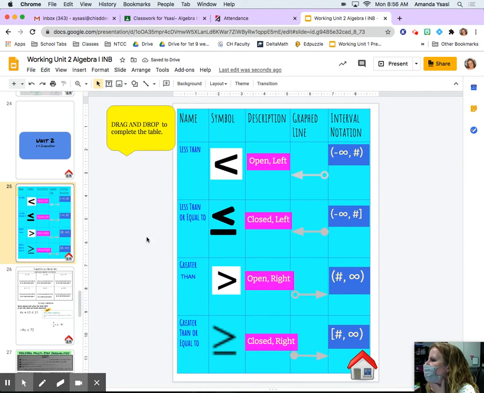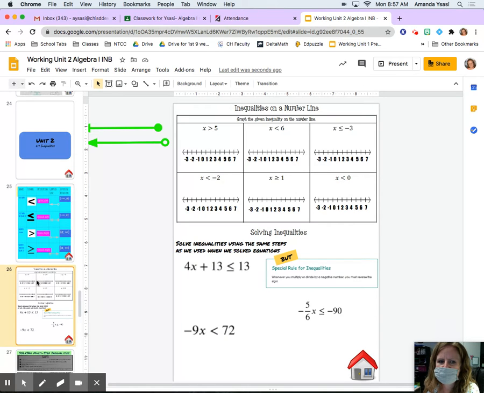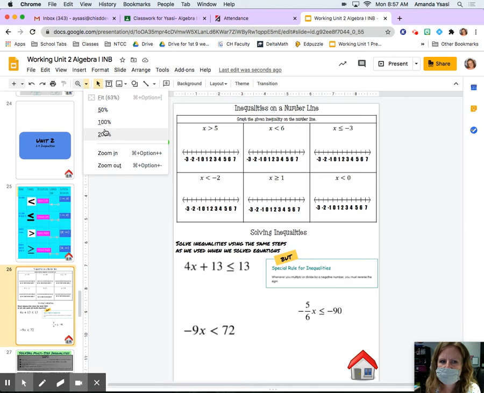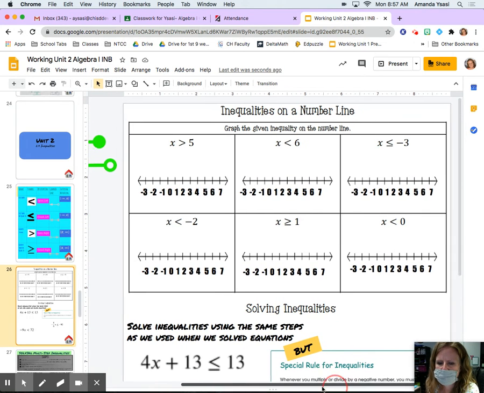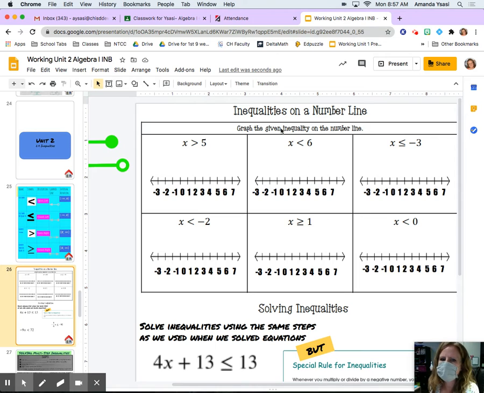Okay, so you can always refer back to this slide whenever you are drawing the inequalities or whenever you're writing the interval notation. Okay, let's go to slide 26. I'm going to zoom in so I can see this up here. Inequalities on a number line. Graph the given inequality on the number line.